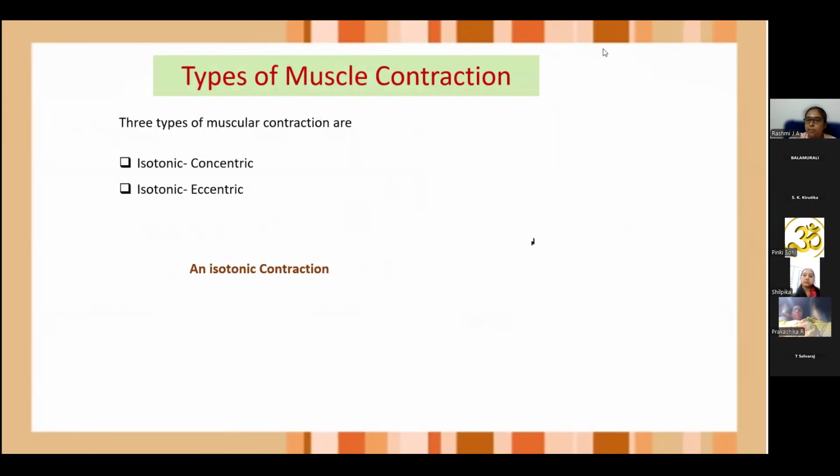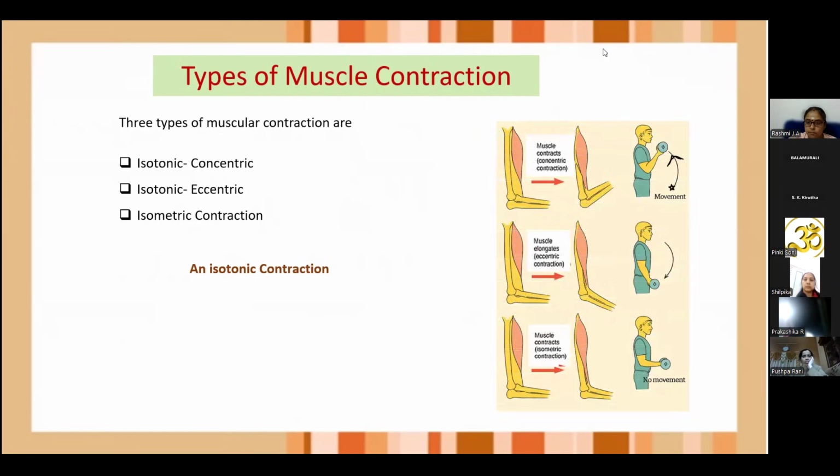Now about the muscle contraction. We have not yet completed the muscular skeletal system as such. Okay, now how the muscle is going to contract and enhance the movement we are going to see. There are three types of muscular contraction. The first one is isotonic concentric. Next one is isotonic eccentric. Then you have isometric contraction. So these are the three types of muscular contraction.